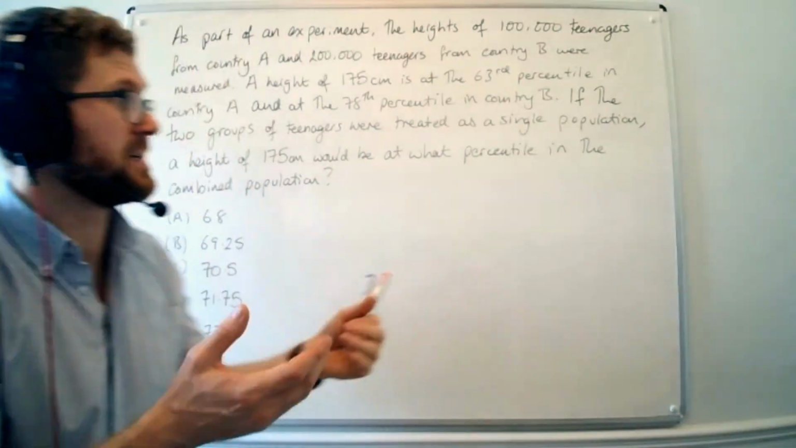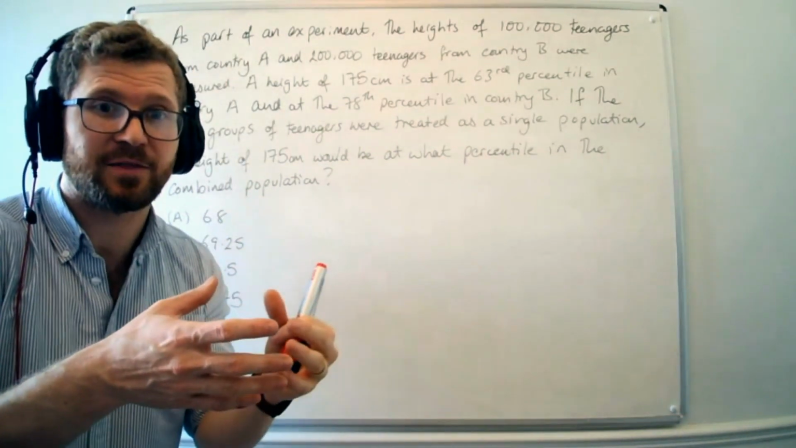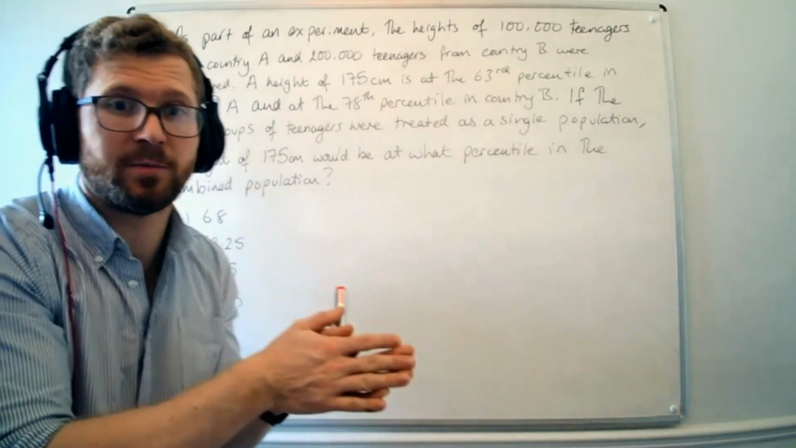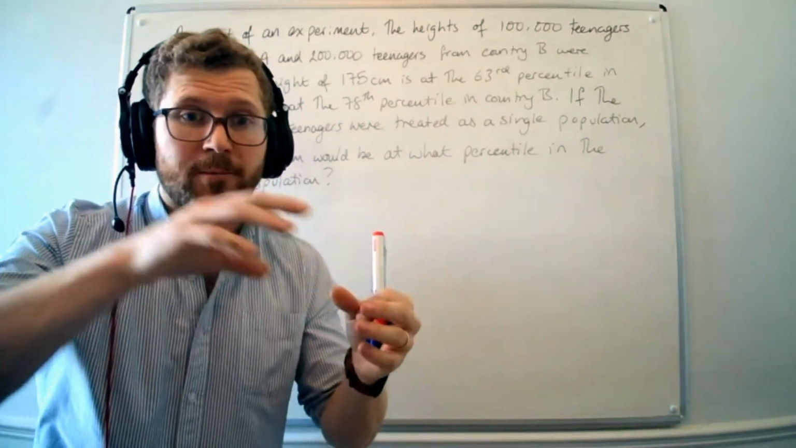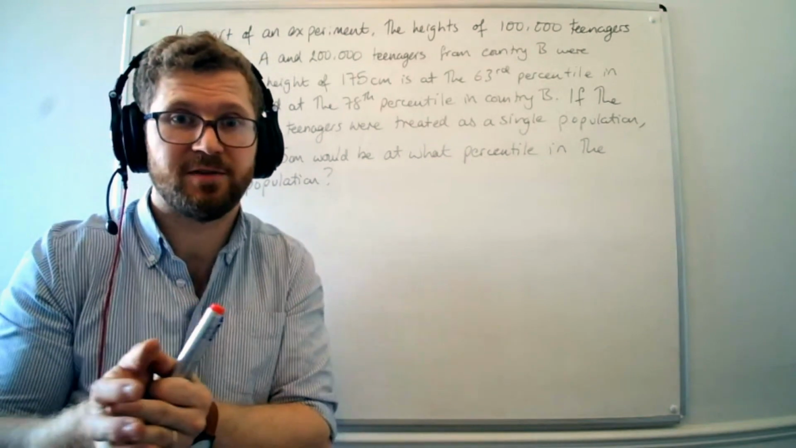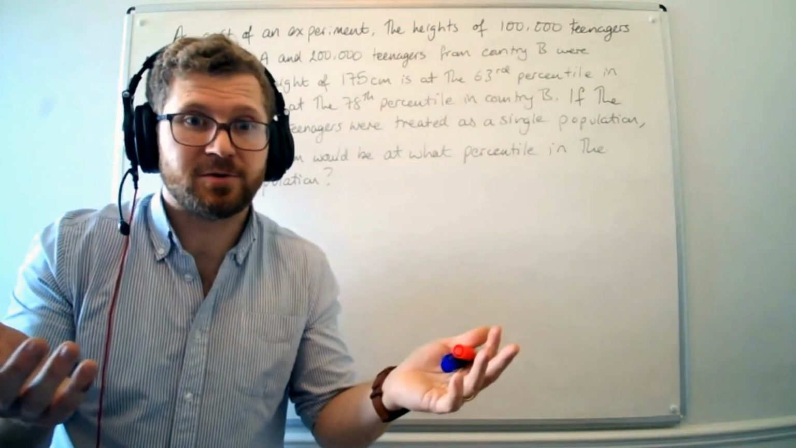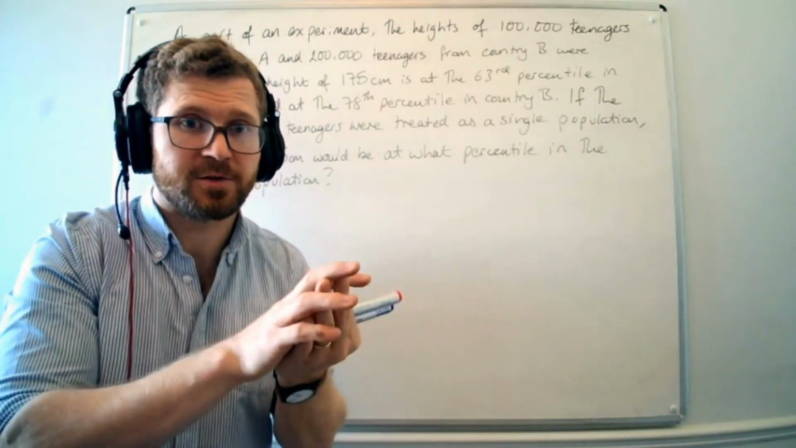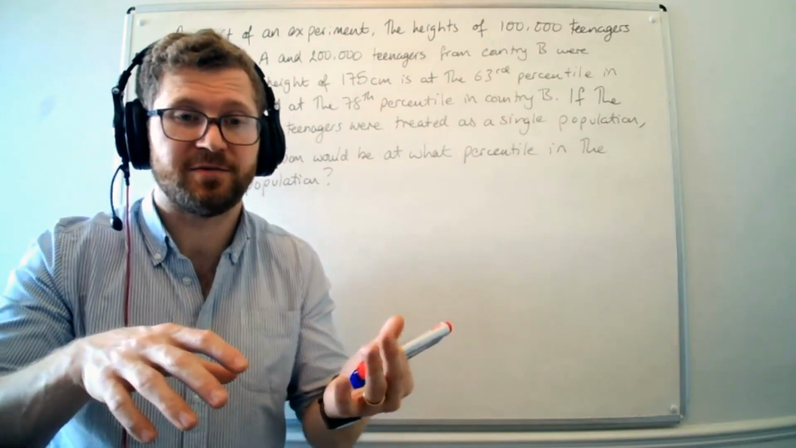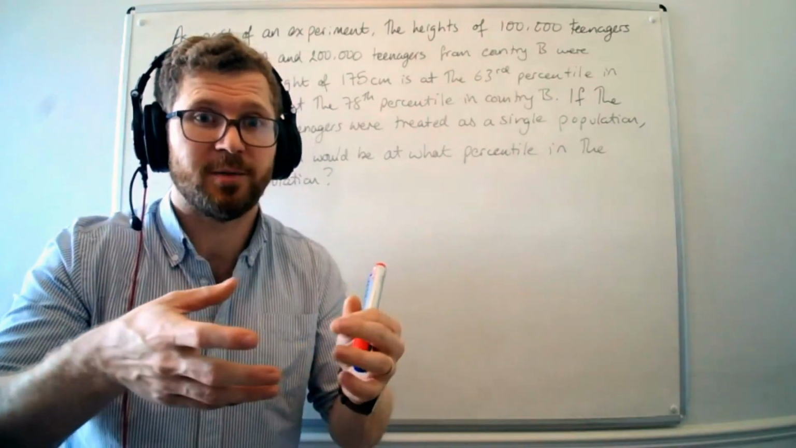Then the question says, if we put these two populations together, a height of 175 centimeters would be at what percentile? Or in other words, what percentage of the total population would have a height that's less than 175 centimeters? So from this, we know that there's going to be 300,000 people in total. The challenge here is to figure out how many people have a height that's less than 175 centimeters when we push these two populations together.